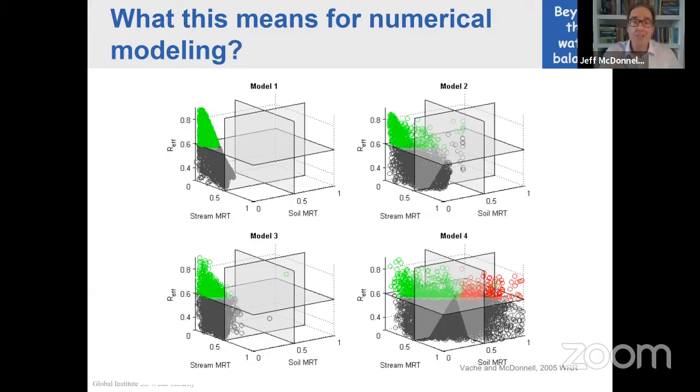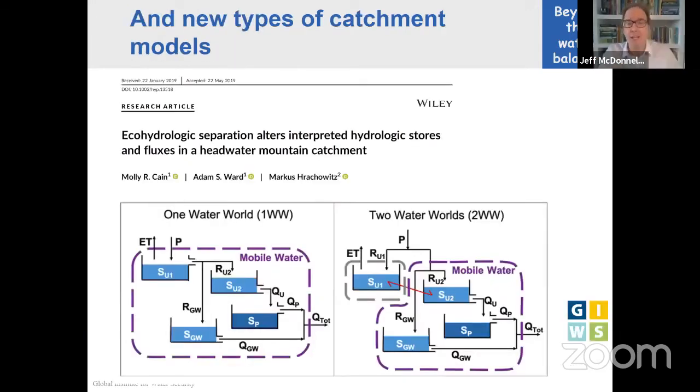The last example I'll give is a paper that just came out in Hydrological Processes by a group from Indiana, looking at the consequences in numerical models of assuming the single water world or the two water worlds, this eco-hydrological separation that I mentioned earlier. And there are big consequences of this in terms of stores and fluxes of water at the catchment scale. But this is very new work, and I think there's a lot of opportunity to start to bring in this increasing amount of tracer data that is tracing the water cycle, but giving us insight into a rather different piece of the water cycle than we often think about.